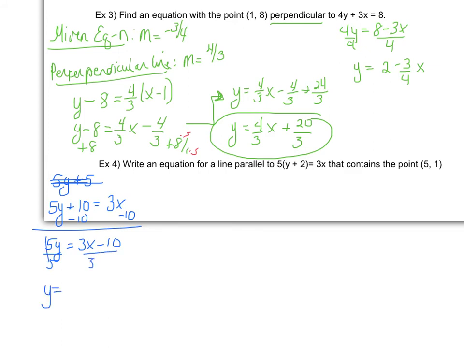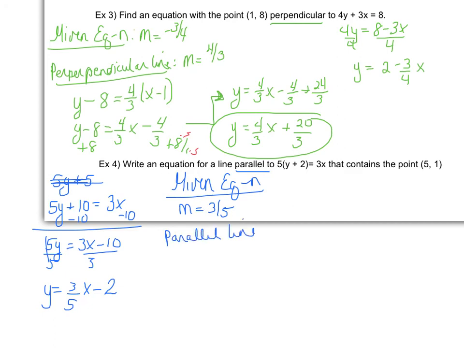And I get y equals 3 over 5 x. 10 over 5 reduces to 2, minus 2. So my slope of my given equation is m equals 3 over 5. And so it is supposed to be a parallel line, so the slope of my parallel line will also be 3 over 5. So I'm going to go ahead and plug into y minus y1 equals m times x minus x1.